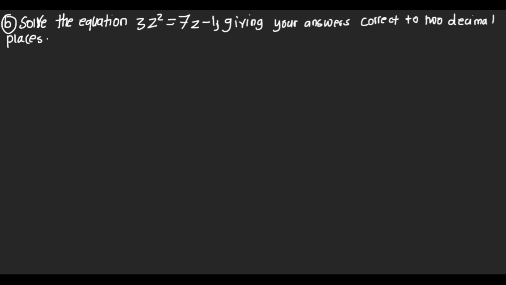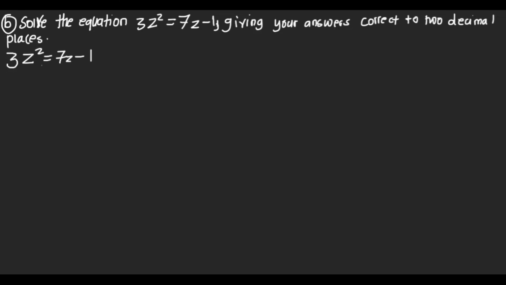Okay, so now we move on to question B. So under question B, we have a quadratic equation. Then we want to solve it. So we are finding the values of z, and we are going to give our answers correct to 2 decimal places. So let's look at the equation. So the equation is 3z squared is equal to 7z minus 1.